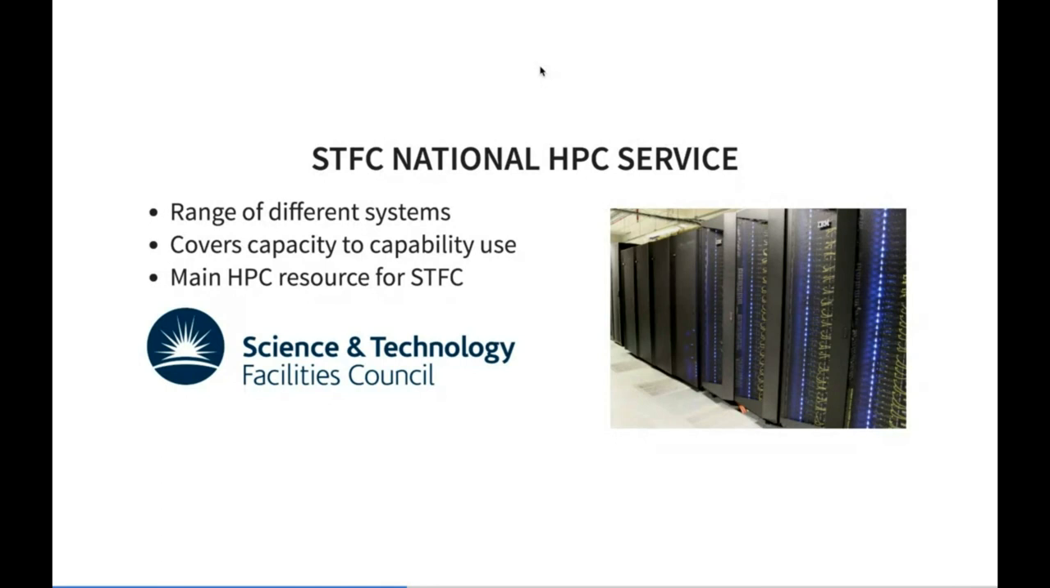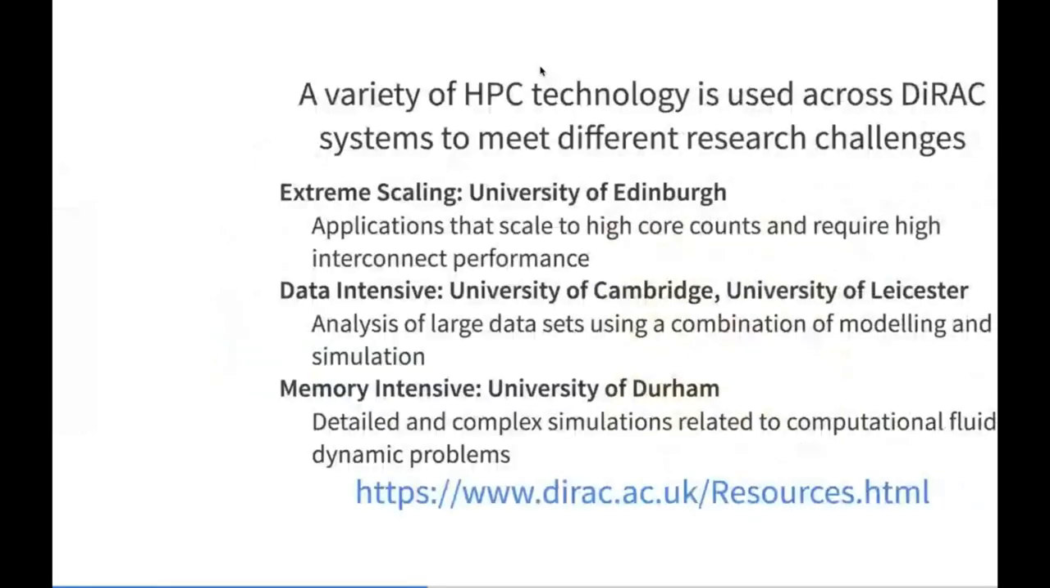DiRAC has a range of different technologies, which you can use depending on requirements of your research: different systems for different types of research and different types of use. And they cover both the capability use, which is like Archer, very large jobs, down to capacity, which is high-throughput computing in general, data analysis. It doesn't even have to be parallel jobs, for example. And this is because they tend to have a lot of data analysis of things like astronomical data to deal with, as well as traditional HPC jobs.